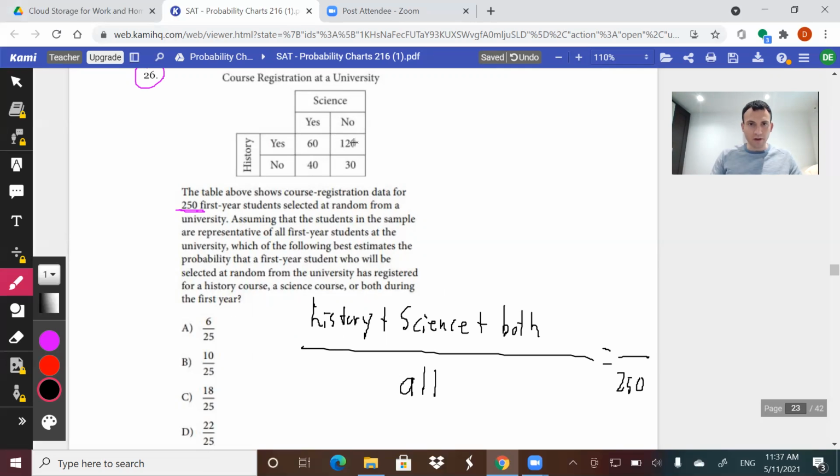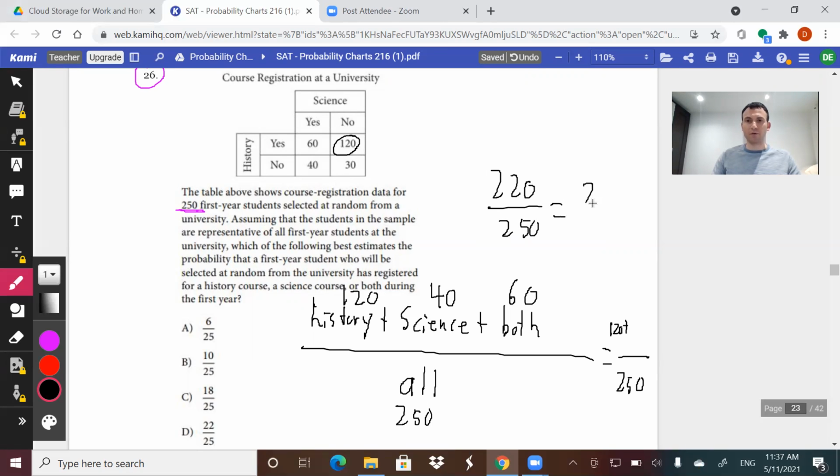History only is 120, right? 120 register for history, not science. Plus, sorry, I know that's kind of tiny. Maybe I should write it over here. So this is 250. History only is 120. Science only is 40. Yes to science, but no to history. And both is 60. So what do we have? We have 220 over 250, or 22 over 25, or 88%. So D is the answer to this one.